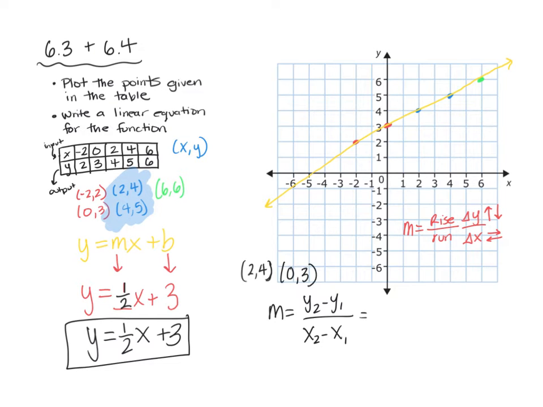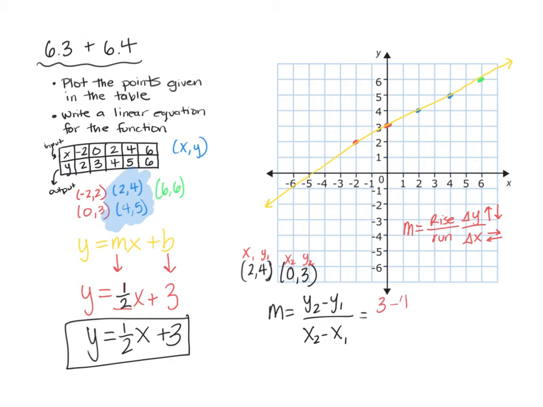You can use any 2 points that you're given in the graph. So I could have chosen negative 2, 2, 0, 3. I said over, but I meant comma. 0, 3, 2, 4, 4, 5, 6, 6. I can use any one of these 2 points. I chose these two. Then you just label them. So I'm going to say that this is my x1, y1, x2, y2. And I'm going to input them into my formula.